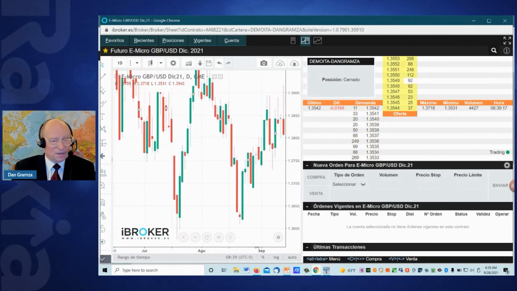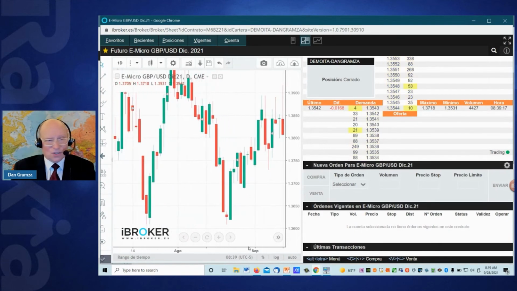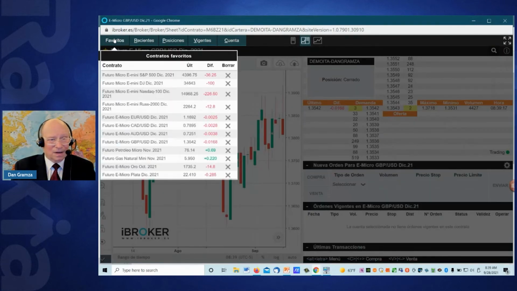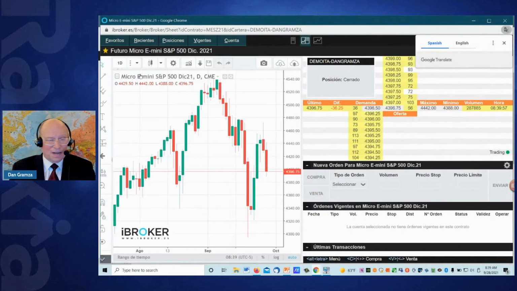Let me just see if there's something quickly. Well, we got so many things to look at. Let's do this. Now, I could go back to the previous page that we were looking at, my list of favorites. But another way to do it is just click up here. And now I've got all the markets I want to look at. So let's look at the S&P. Let's see what's happening in that market.